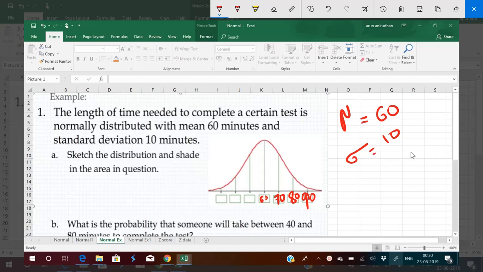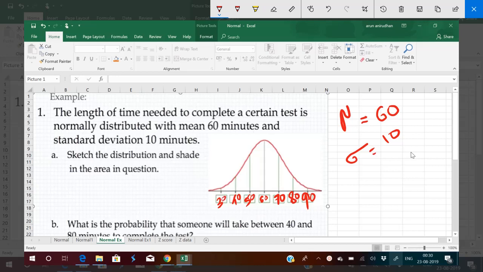So to this side, to the left side. There is one standard deviation to the left side. That is, you have to subtract 10 from 60. That is 50 here. And 60 minus 2 into sigma, that is 40 here. And 60 minus 3 into sigma, 30 here.